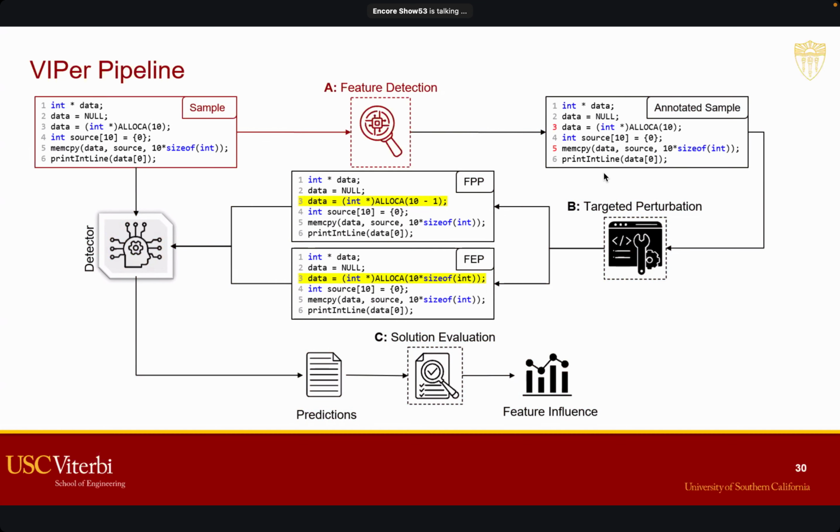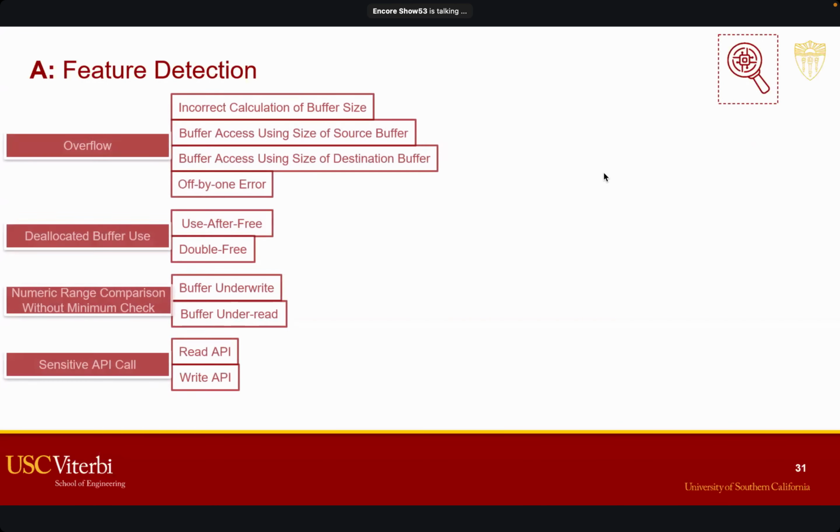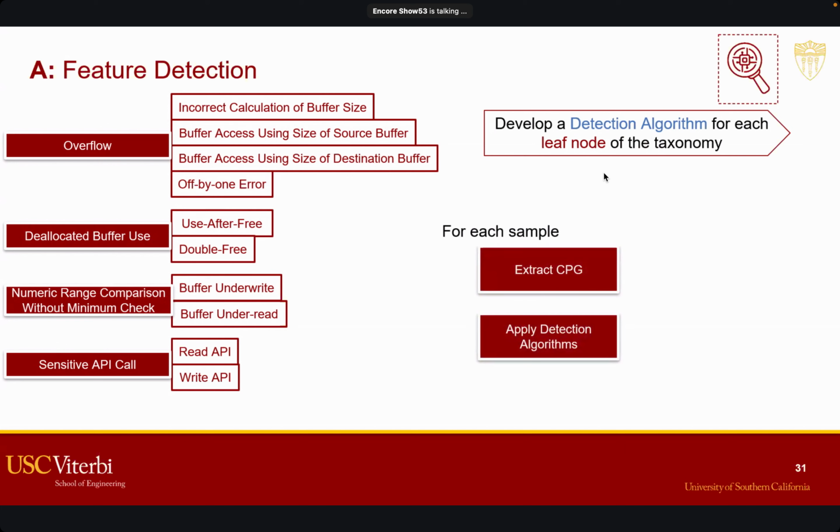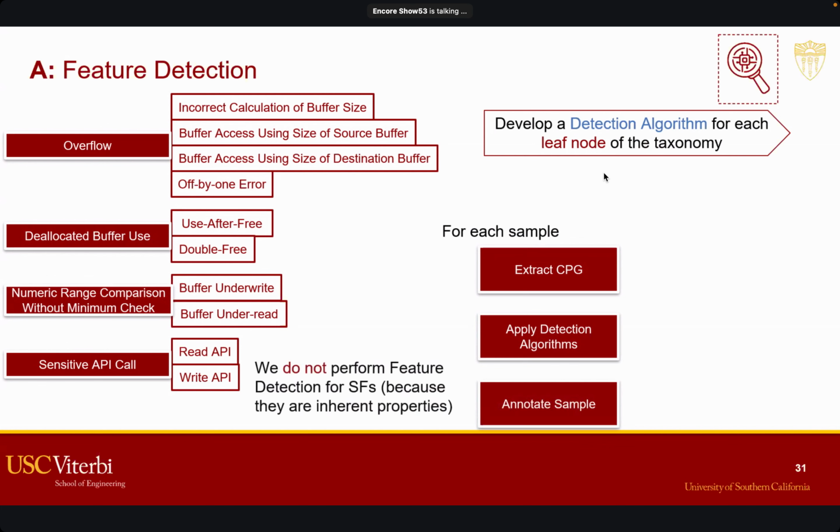Now let's look at how each of these components work, starting with how feature detection works. So we have the 10 vulnerability features from the taxonomy. What we do for feature detection is we develop 10 corresponding detection algorithms, one for each of the vulnerability features. And then for each sample, we extract their CPGs using Joern, and then we apply all of our detection algorithms. And if any of them return true, then we annotate the sample accordingly. It's worth noting that for spurious features, we do not perform feature detection because these features are inherent properties of every sample.